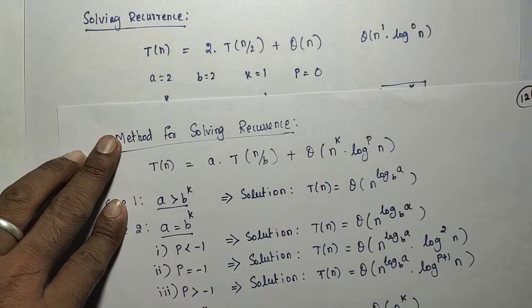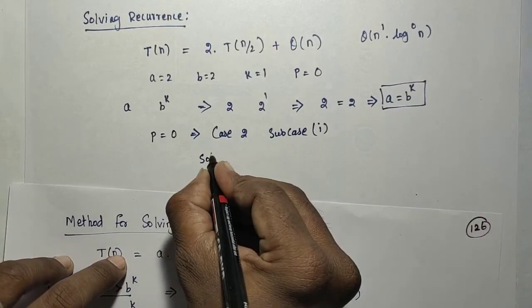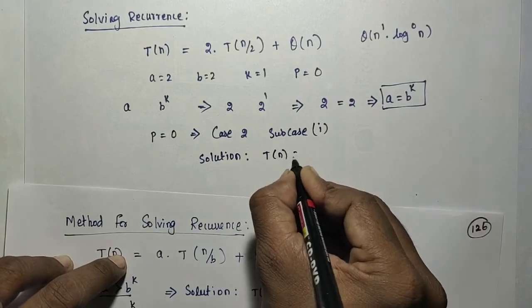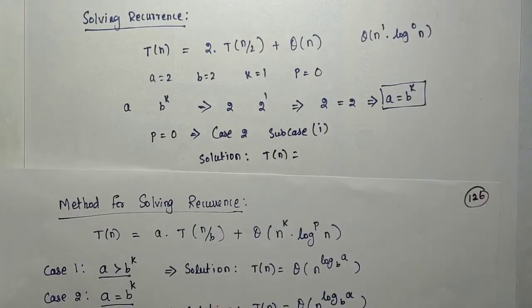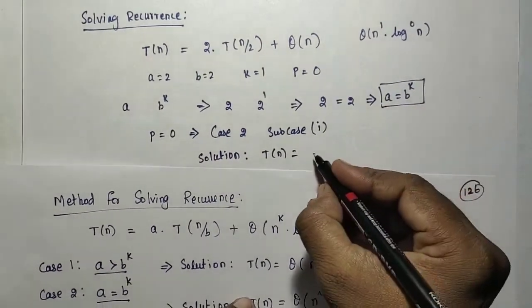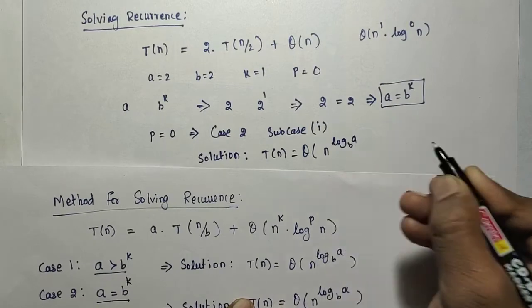So p is less than minus 1, so that the solution is T of n equal to theta of n power log a base b. Just write down, copy that solution.